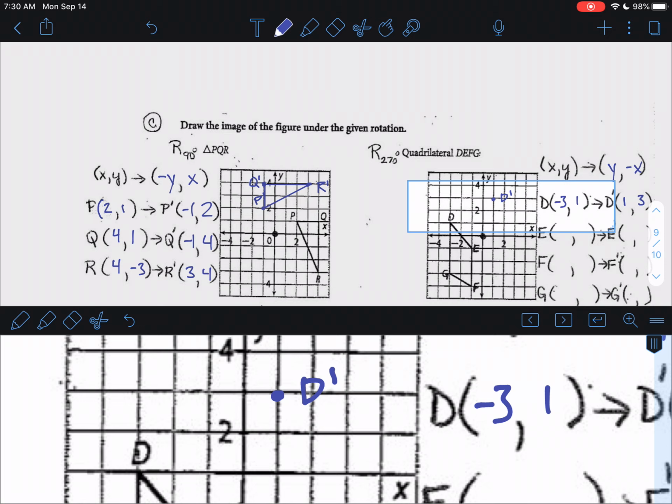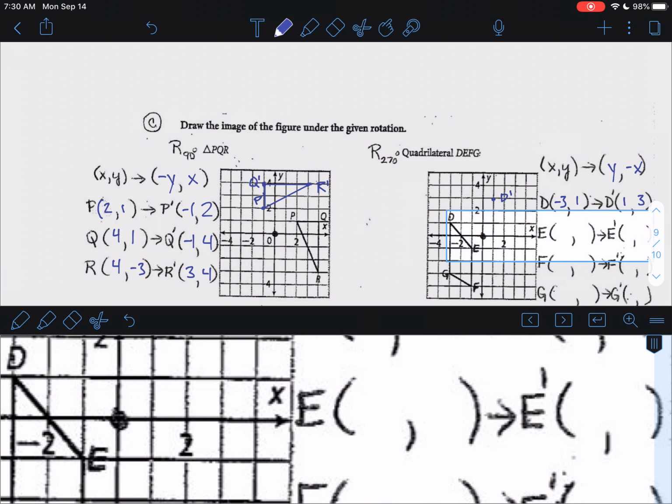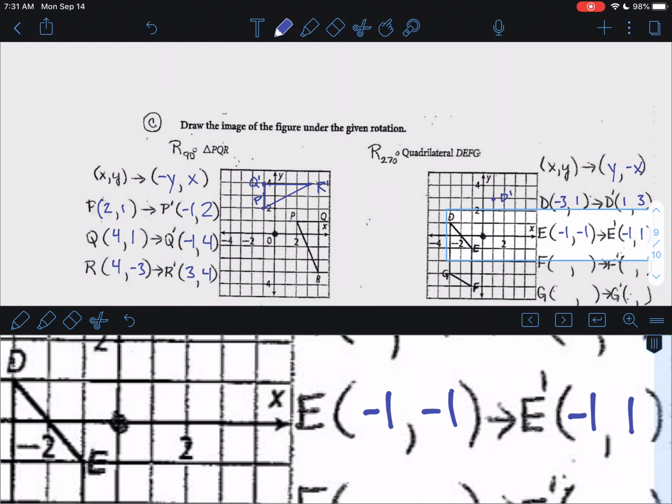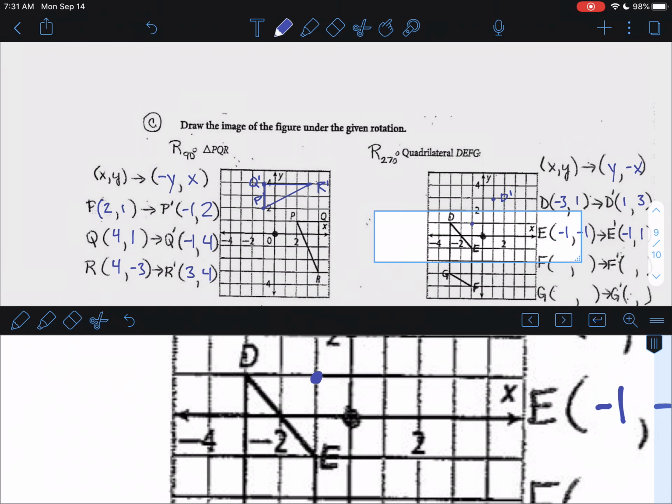Okay, my next coordinate is E, which looks like (negative 1, negative 1). My y value here is negative 1, which means the x value of E prime is negative 1. And my x value here is negative 1, which means the y value of E prime is positive 1. So that goes to (negative 1, 1). Right there, my E prime is right there.